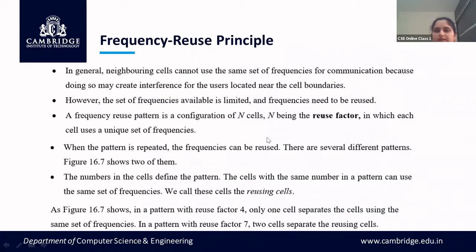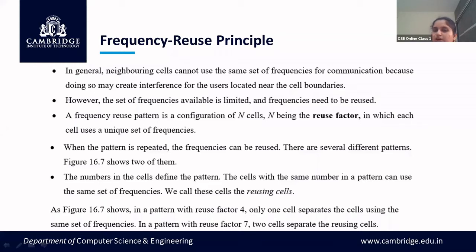So there are certain patterns that can be repeated, in which the frequency can be reused. The number of patterns or cells reused depends upon how near or how far your mobile stations are with respect to the available frequencies. So here we have seen an example for reuse factor 4. In reuse factor 4, only 1 cell is separating the same set of frequency.